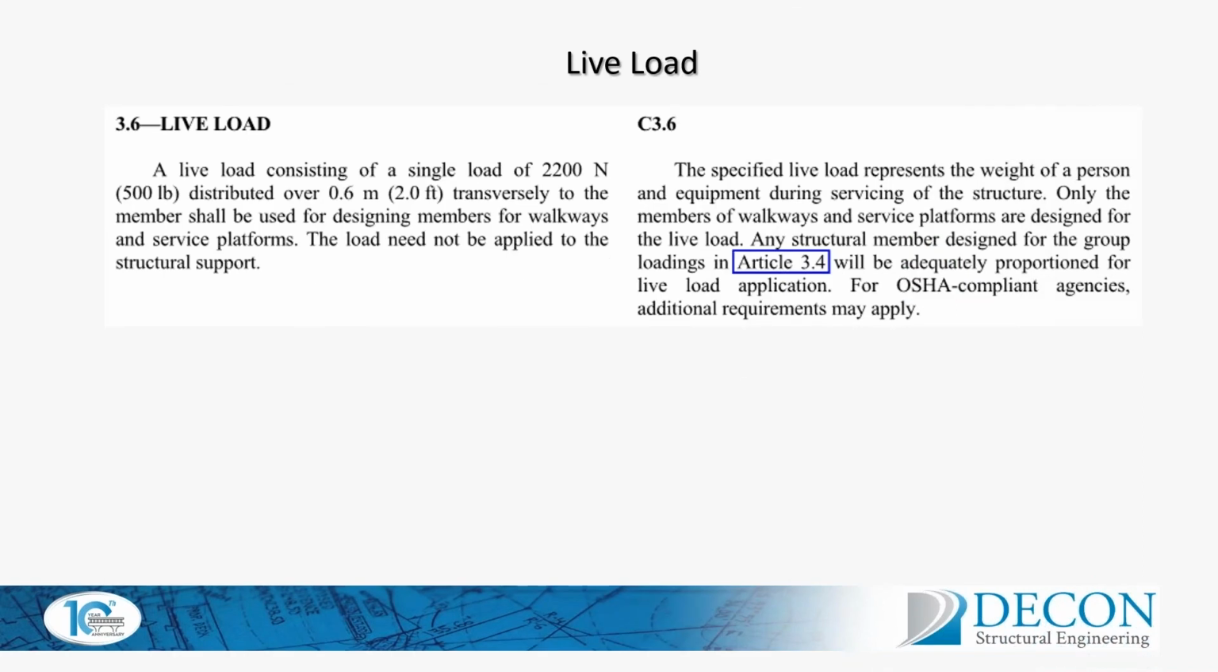And the second one would be live load. As mentioned earlier, the code says we should apply 500 pounds of live load distributed over 2 feet of length transversely. But this load is used only for the design of walkway members, which is out of the scope of this project. So that's the reason we have not applied live load in this structure.